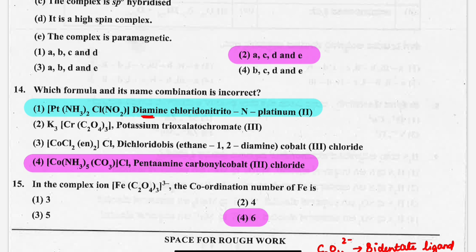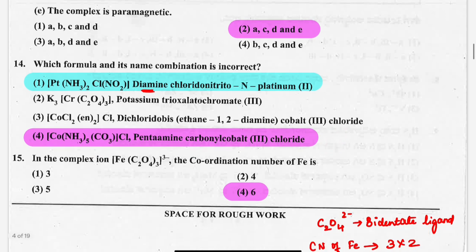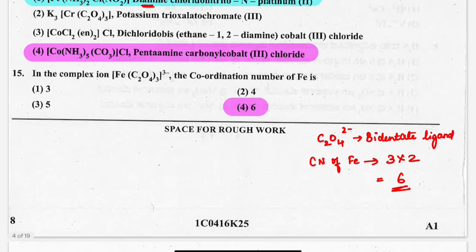Next, here you can see CO3. CO3 is carbonate. Here it is given as carbonyl. So therefore this is wrong. Next, in the complex ion [Fe(C2O4)3]3-, the coordination number of iron is. C2O4 2- is a bidentate ligand, so you will be multiplying. Here, totally 3 C2O4 are present. Therefore 3 into 2 is equal to 6. 6 is the correct answer.